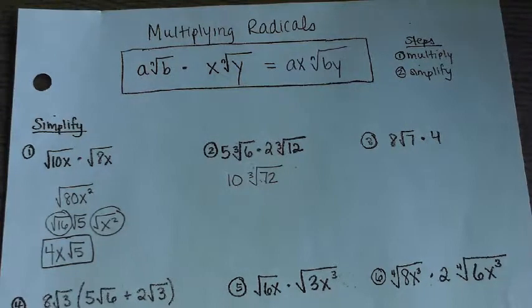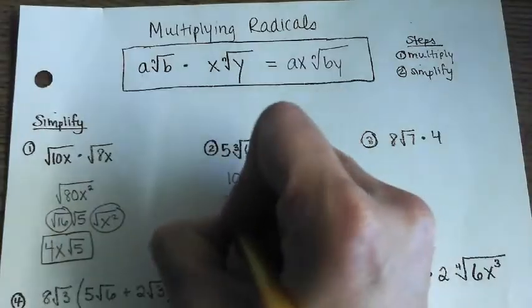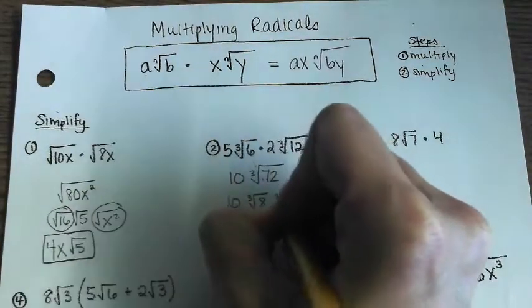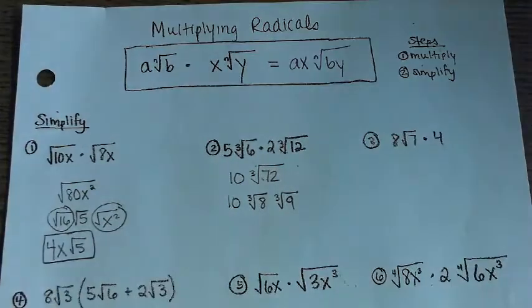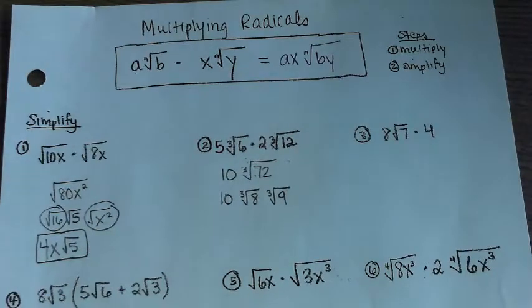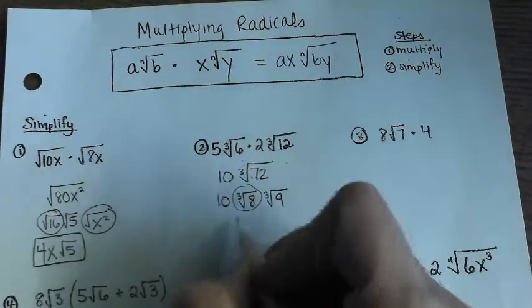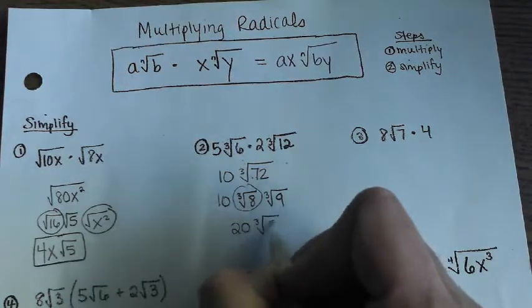36 and 2 would work if it was the square root of 72. Cubed root of 72. What perfect cube goes into 72? 8. So that's going to be the cubed root of 8 times the cubed root of 9. And the cubed root of 8 is 2. So 10 times 2 is 20 cubed root 9.